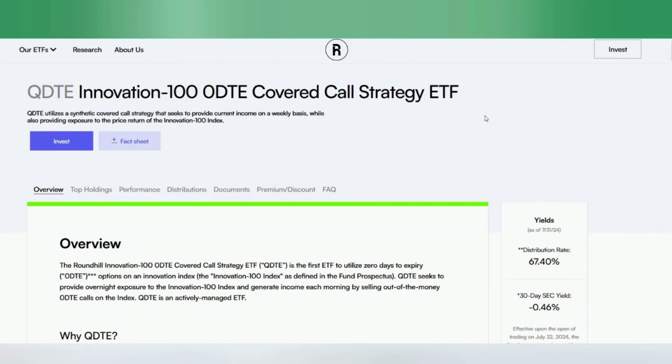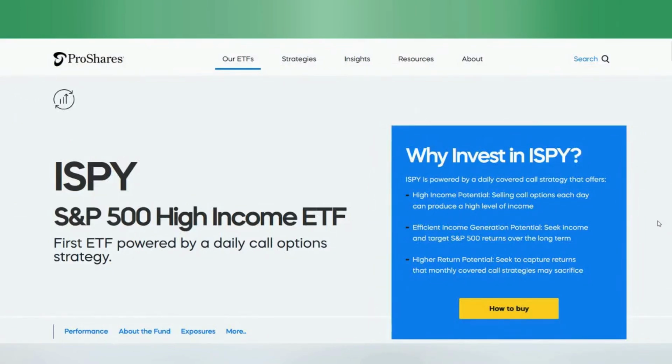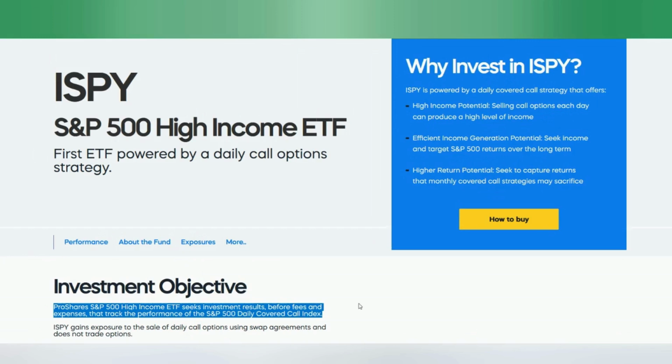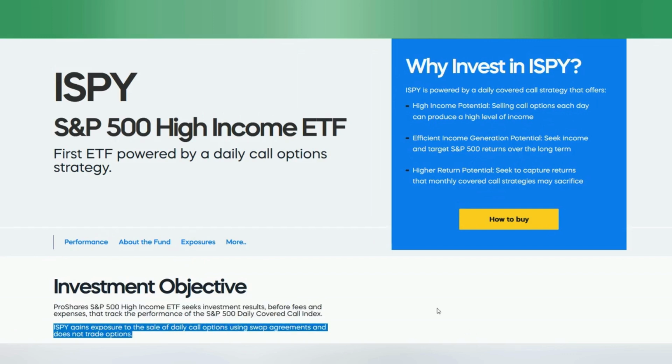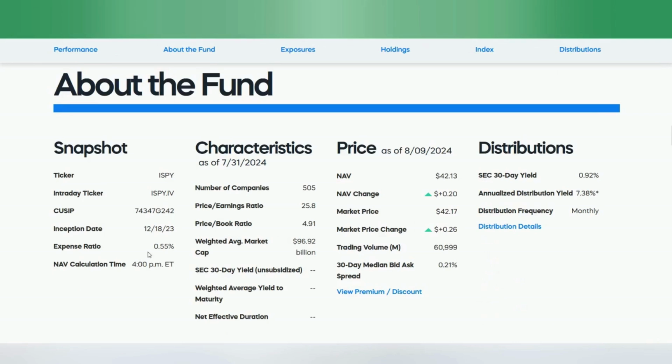Now, since I've been asked about these 0 DTE covered call ETFs, I might as well also show you two more. Specifically, ISPY, which is a product from ProShares, which also seeks to track the performance of the S&P 500 daily covered call index, and does that through the sale of daily call options using swap agreements and does not trade options. You can see in their snapshot their expense ratio is a little bit lower at 0.55. Another difference is that these guys pay monthly, not weekly.